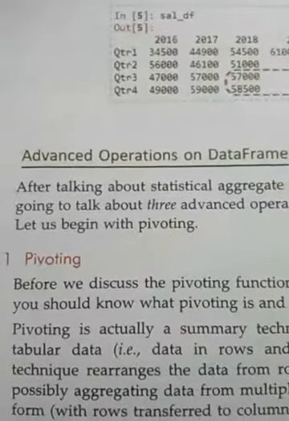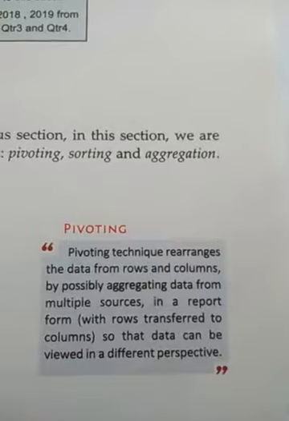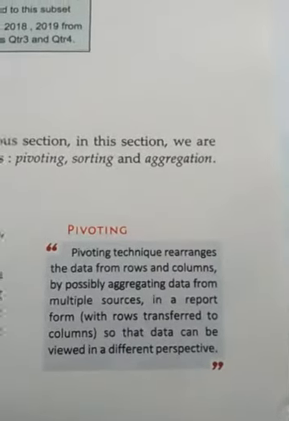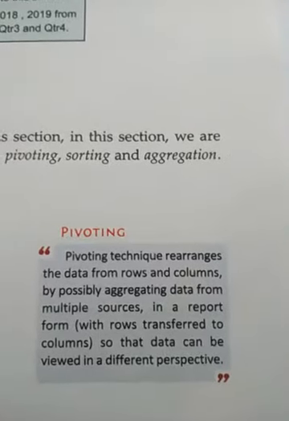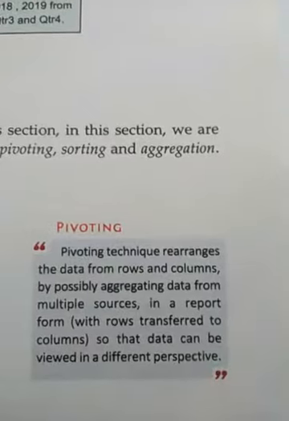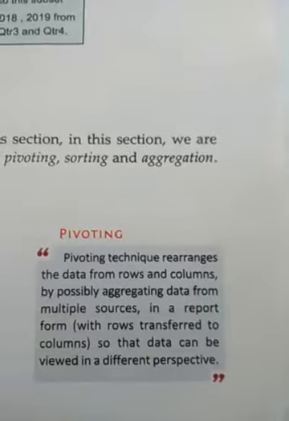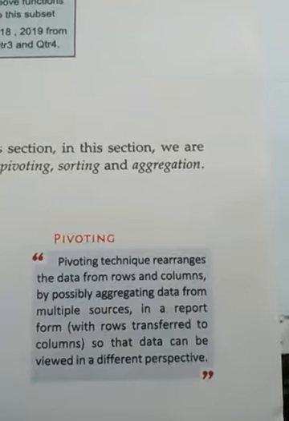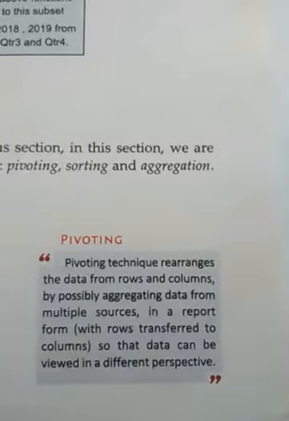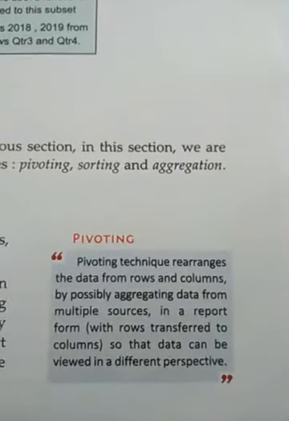What do you mean by pivoting or a pivot table? Pivoting is one of the techniques in which we can arrange our data row-wise and column-wise, possibly aggregating data from multiple sources in a report form so that the data can be viewed from different perspectives. Or we can say a single data set can be represented in multiple ways, in multiple tables, in rows and columns form.